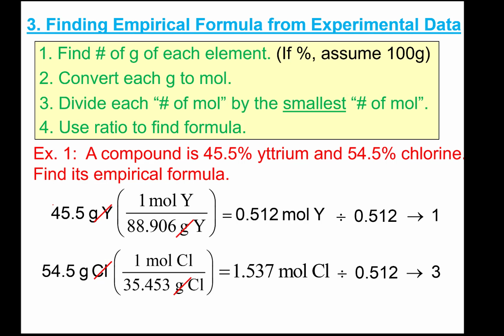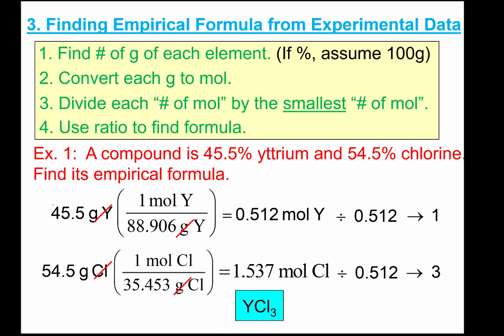When you do this division, you should get a number that's really close to a whole number, or it's close to half of a number, or a third of a number. If you get anywhere in between, you probably did something wrong. So our ratio is 1 to 3. So therefore, for every 1 yttrium, there's 3 chlorines. So the formula, the empirical formula, is YCl3.